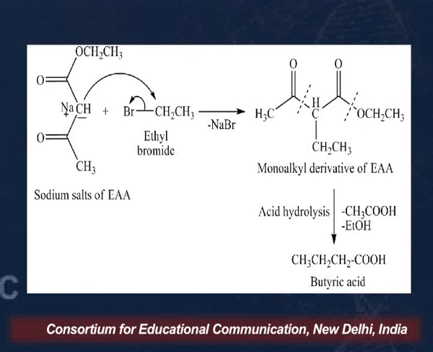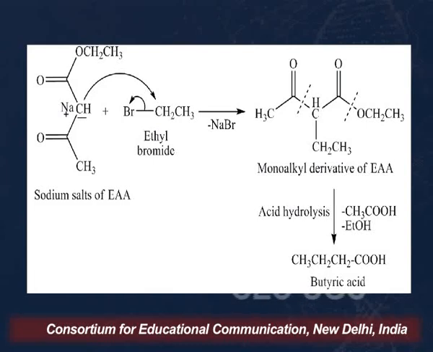Why is this alkyl group having a positive charge on it? Because bromine being more electronegative will pull the electrons towards itself. Since it pulls the electrons towards itself, this carbon has a slight positive charge on it, and in an SN2 mechanism, this methylene group makes a bond with this carbon from the backside. Sodium, being positive, will pick up Br minus, resulting in the formation of sodium bromide. And now what we are getting here is a monoalkyl derivative of ethyl acetoacetate, that is, an ethyl derivative of ethyl acetoacetate.